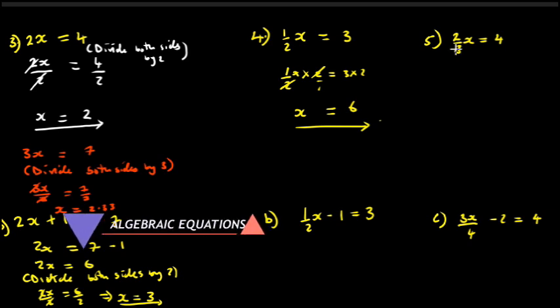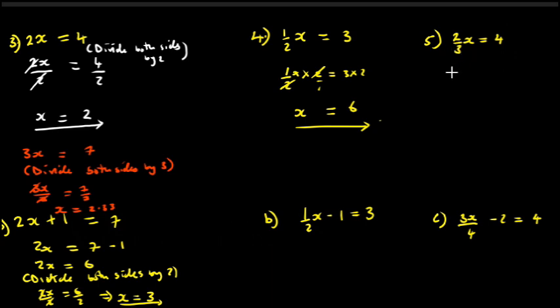We need to clear fractions. Yes, we cannot take this to the other side. You can divide by 2 over 3 on both sides. Yes, it works. But I said the best way is just to multiply by this denominator.